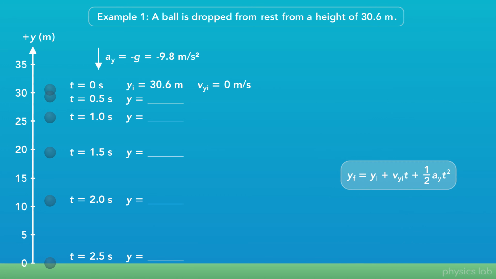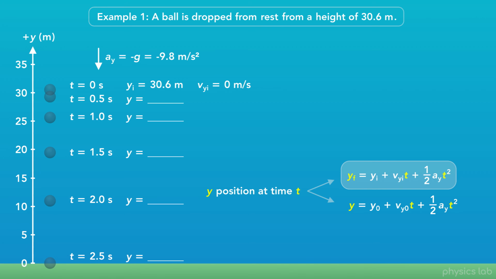As a side note, the subscripts f and i mean the final and initial positions. But you might see this equation written like this, where the initial position has the subscript 0, which means the position at time 0, and the final position doesn't have a subscript. These equations mean the same thing. We can plug in a value for time and get the y position.